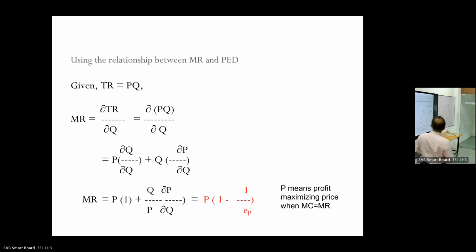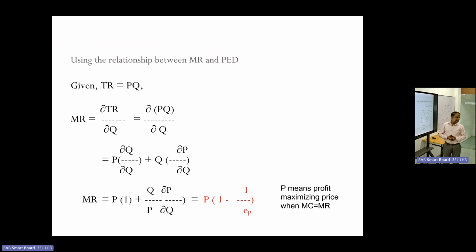Now here we use total revenue, that is price into quantity. There is something called the product rule you may hear. Product rule. So total revenue is the product of price and quantity. We need to apply the product rule and differentiate the total revenue. We have the product price into quantity, that's the total revenue.